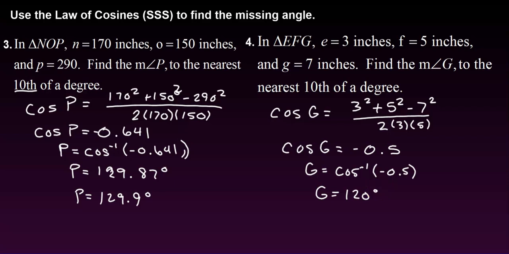Okay, so hopefully you plugged in your 3, you plugged in your 5, you subtracted your 7 squared, and you divided by 2 times 3 times 5. Use the calculator to get an answer, although that one's a lot of easy numbers to work with, so you could technically do it without the calculator. You'll find that it comes out to be negative 0.5 or negative 1/2.